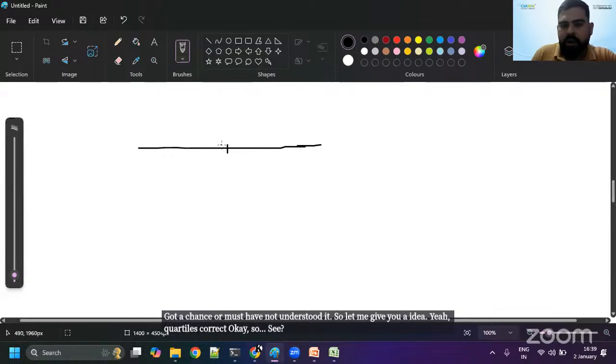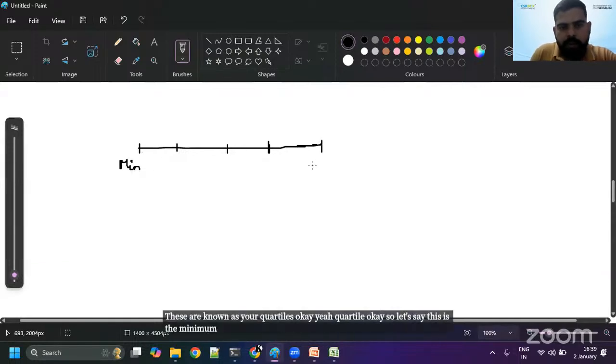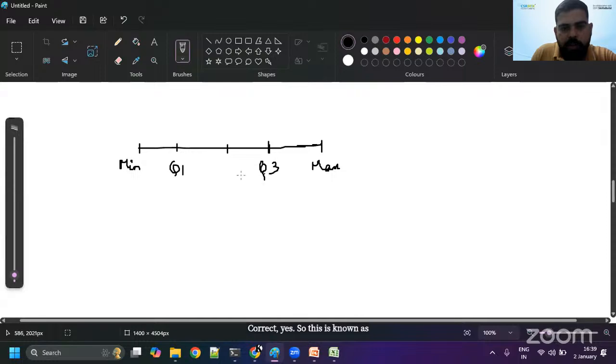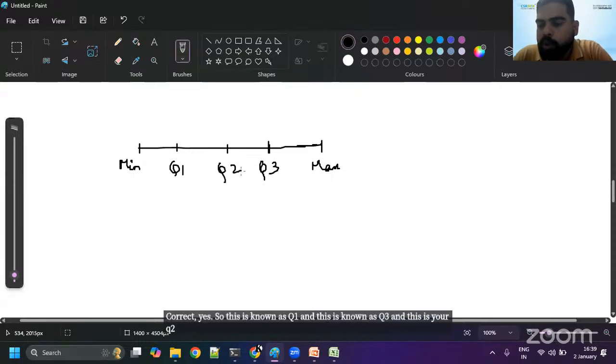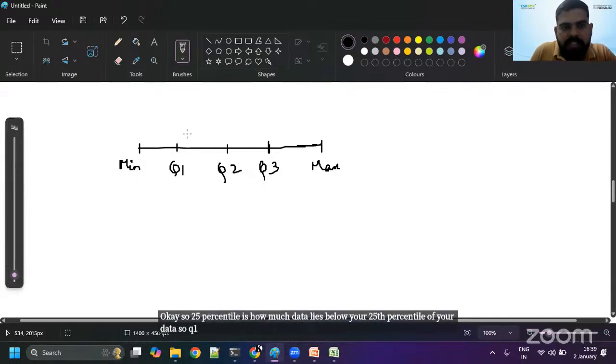See, these are known as your quartiles. Let's say this is the minimum and this is the maximum. This is known as Q1, this is known as Q3, and this is your Q2. I think some of you have got the hang of it, right? The 25th percentile is how much data lies below it. So Q1 is your 25th percentile, Q2 is your 50th percentile, and Q3 is your 75th percentile.